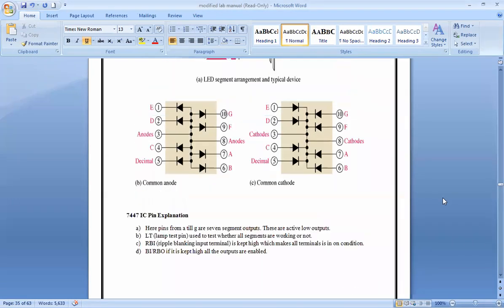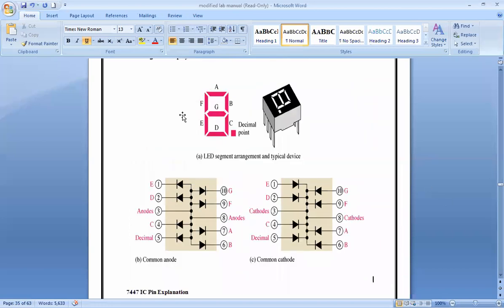So this is how your LED, your 7-segment LED display works. Why is it 7-segment? Because 1, 2, 3, 4, 5, 6, 7. There are 7 small LEDs, right? So it's called a 7-segment.